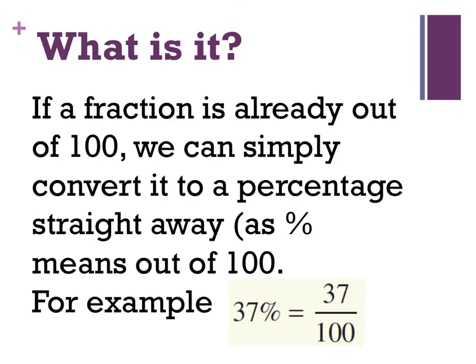If a fraction is already out of 100, we can simply convert it to a percentage straight away, as percentage, like I said, means out of 100. So for example, if it just says 37%, I can just convert that to a fraction by writing 37 over 100. It's as simple as that.